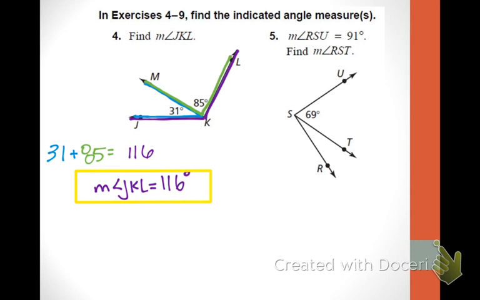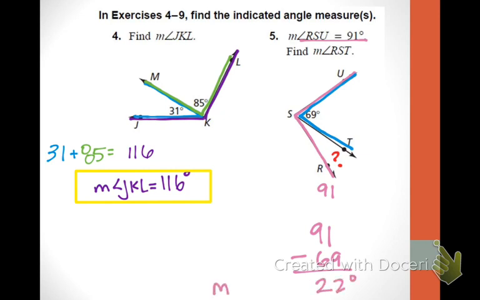Number 5, we're given RSU. How many degrees is RSU? 91. We have an inner piece, which is 69 degrees. So how do I find what remains? I'm going to subtract. So 91 minus 69, we get 22 degrees. So you would say the measure of angle RST equals 22 degrees.